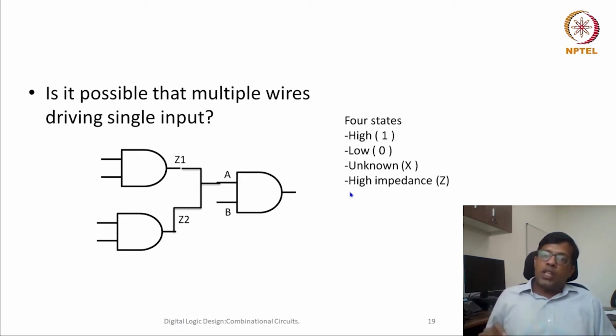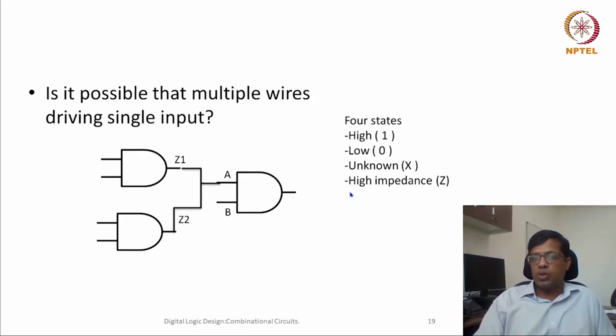So there are two things. One, even though there are four states, still the number of states is finite. Second, in correct circuits we will try to avoid the last two states, unknown as well as high impedance, as much as possible. Whenever we see unknown, that means it shows some sort of error, and high impedance is a very specific scenario which also should be avoided.